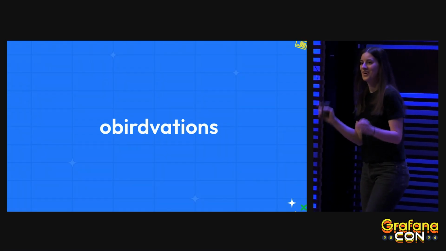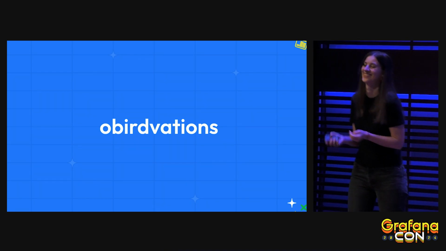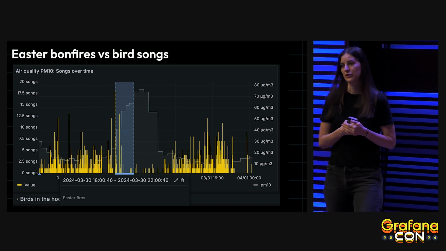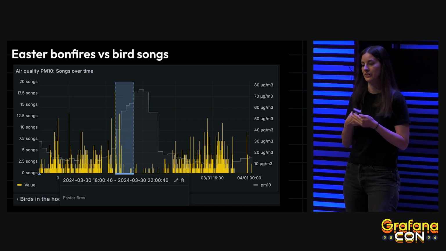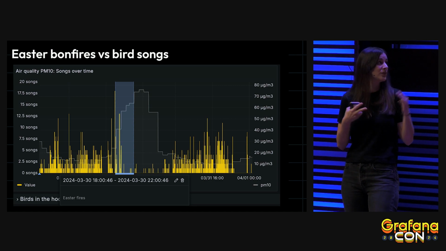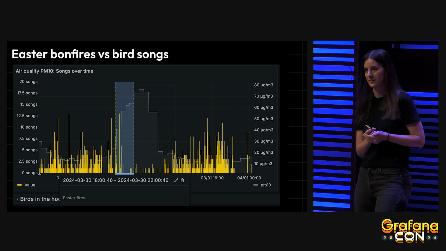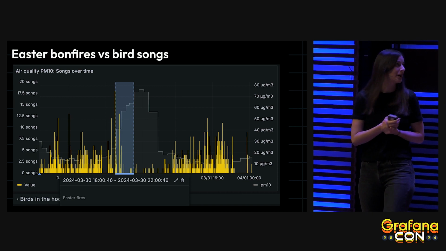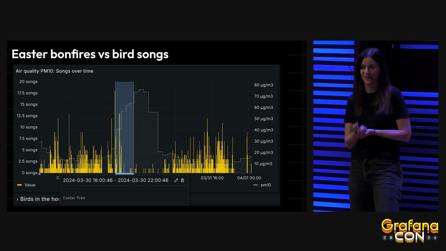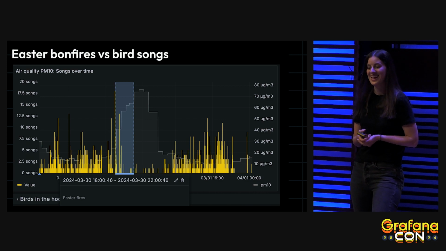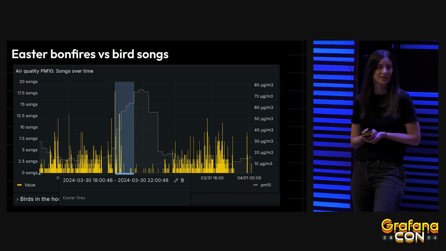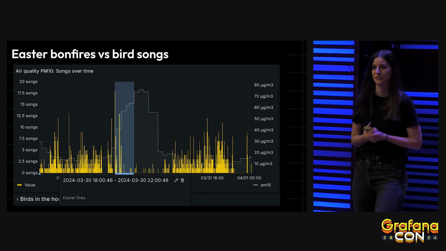Moving on to our observations, investigations, and learnings. So first of all, I have mentioned before that we are using Google Sheets to track our observations and experiments. Then we visualize them as annotations in panels, so it's very clear to know when that event was happening. In this panel, we are seeing Easter bonfires, which is a tradition in Germany that was happening a couple of weeks back. And as you can see, the bonfires increase the air pollution, and then we see a significant drop in the number of bird songs.